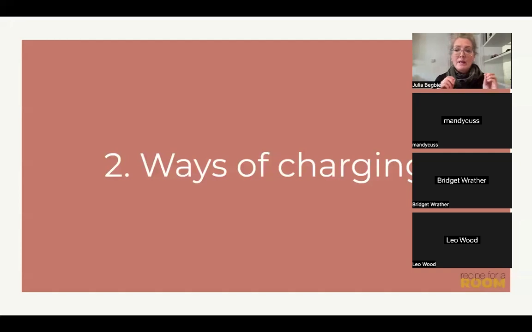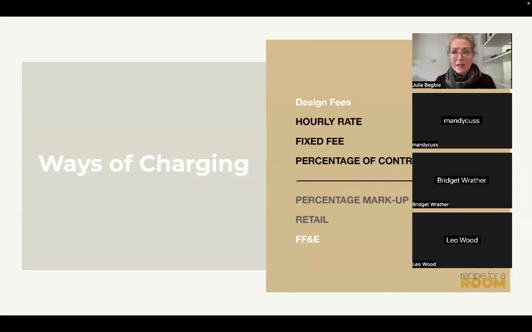Okay, so the second thing that I want to touch on as we're building our foundation before we get into the nitty-gritty is the different ways of charging. I'm sure that this is familiar to all of you, but I just want to make sure that we all understand the terminology and we have the same understanding of the different terms.